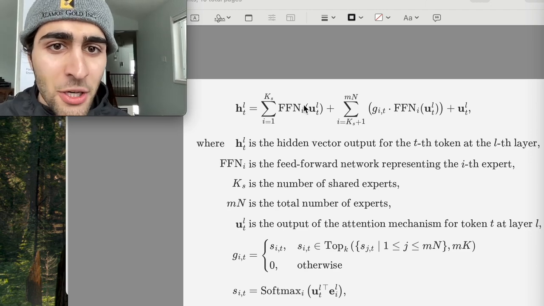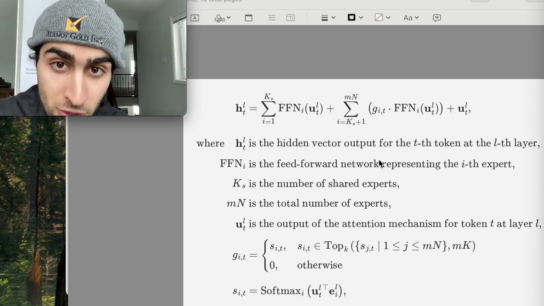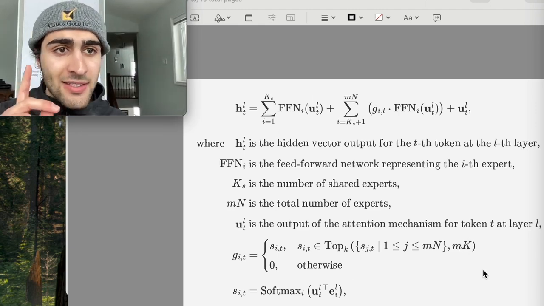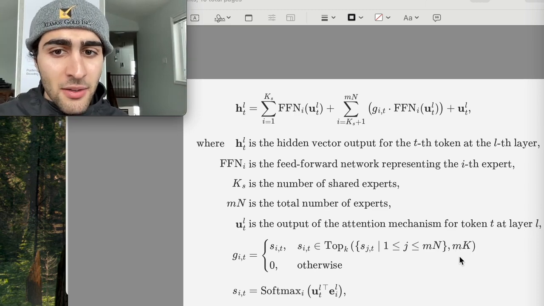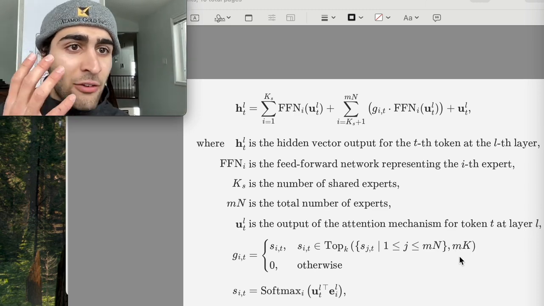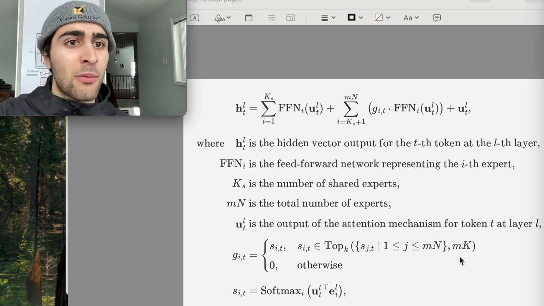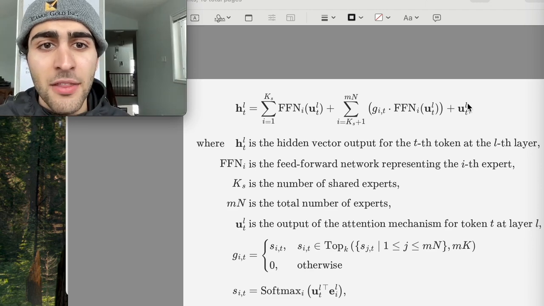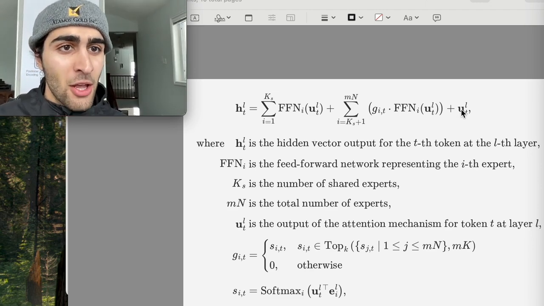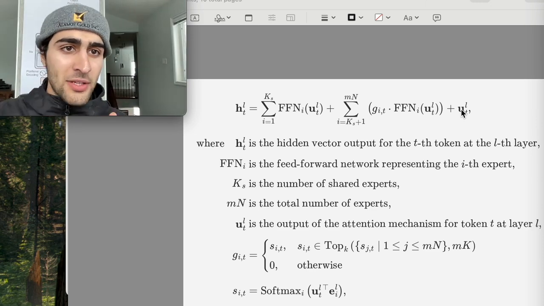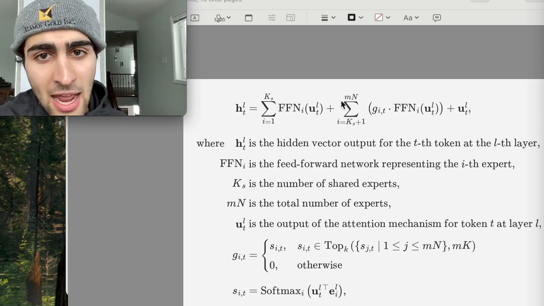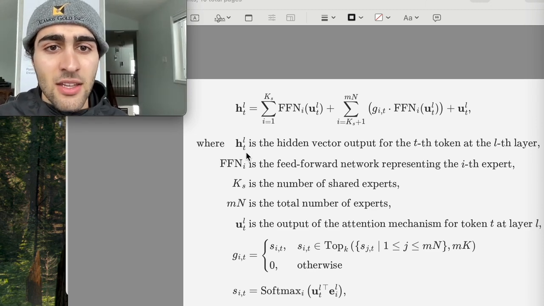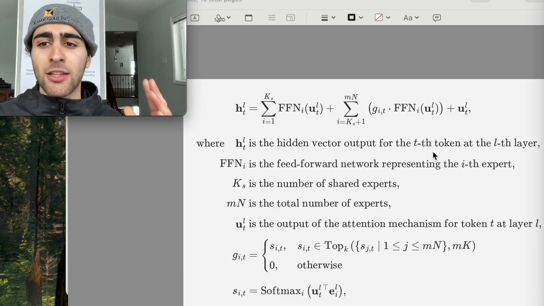So once again, our output is equal to the shared experts plus the chosen routed experts, which we only choose as the top mK. So once again, I think I said K by mistake, but everything within the framework of the fine-grained experts is m times whatever the original value was. So we're just multiplying everything by m. So we have this combinatoric increase. And then we also add the input of the residual stream because we have the skip connection. So we always add whatever the input was to the output, and we have our shared fine-grained experts in this summation. This gives us the hidden vector output for the T-th token at the L-th layer.